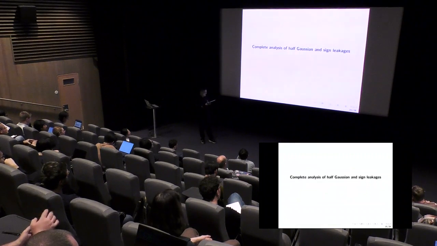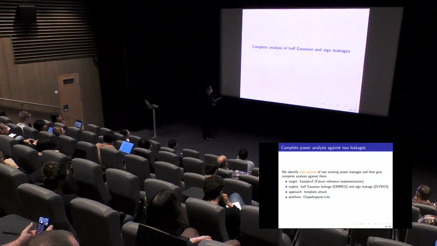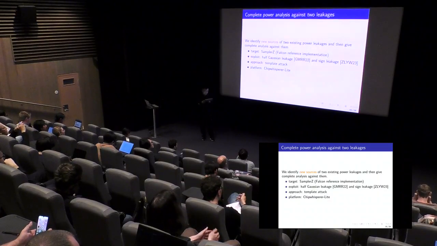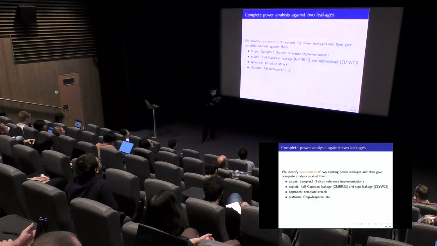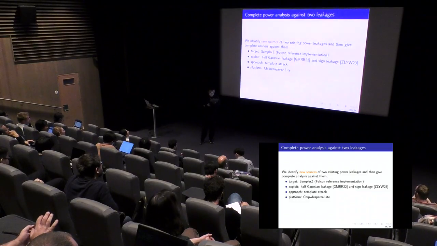Next, we give the complete power analysis of half Gaussian leakage and sign leakage. More precisely, we identify new sources of these two power leakages existing in sampler Z and perform security evaluations on a more universal platform, ChipWhisperer.